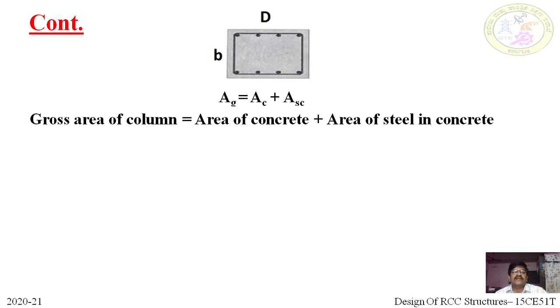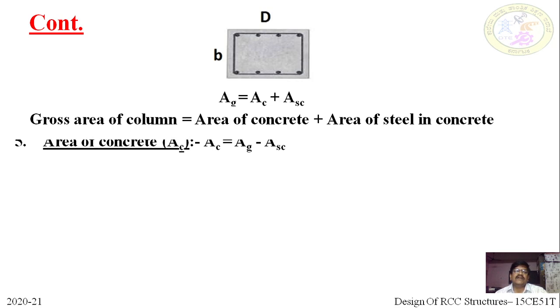Next, look at this column having breadth B, the least lateral dimension, and D. So AG equals AC plus ASC. The gross area of a column is the area of concrete plus the area of steel.